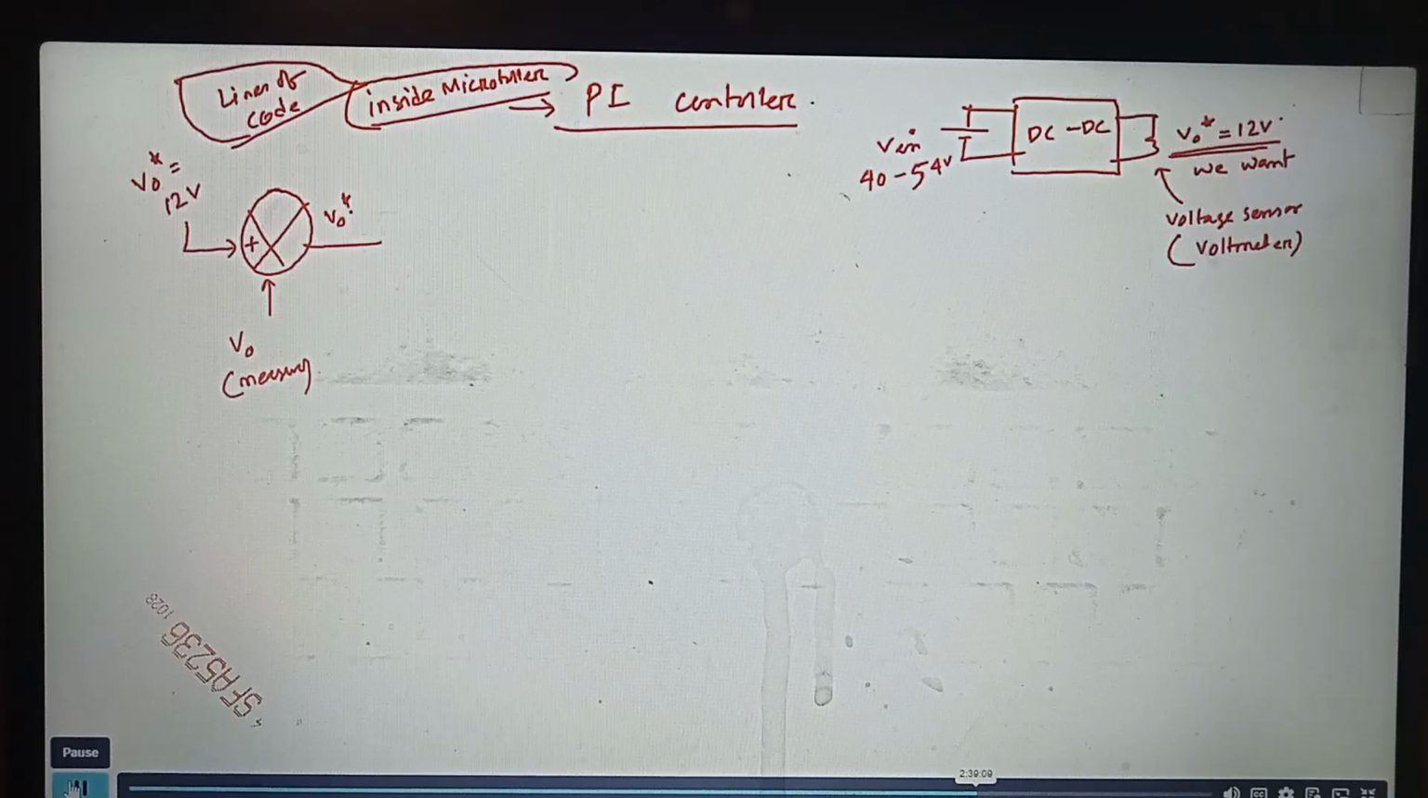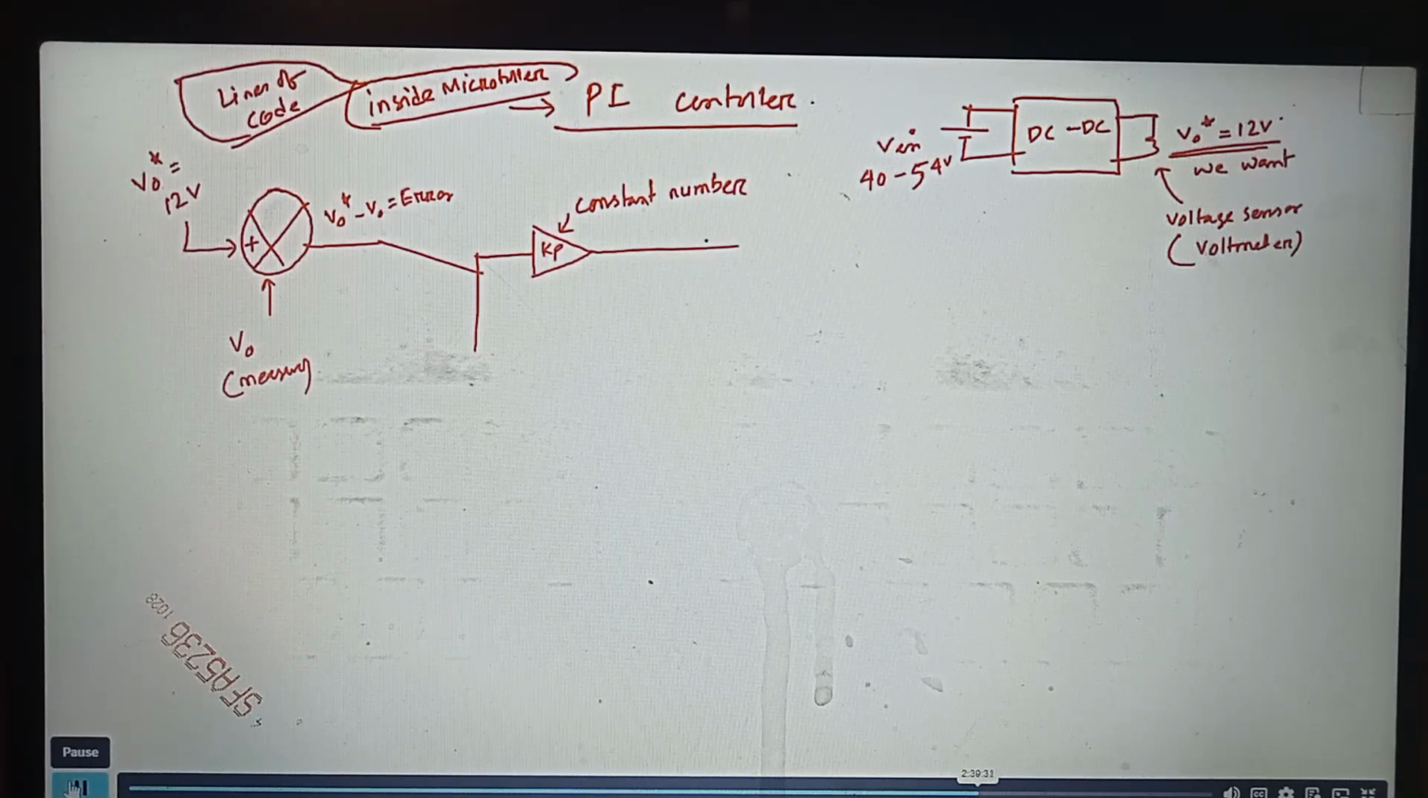So this V0 star minus actual V0, that is the error. This error will go to two parts. One will be just multiplied by a factor Kp. This is just a constant number. So what will be the output here? It will be Kp into error. Simple math, right? The output of this P controller will be Kp, that constant number, into error.